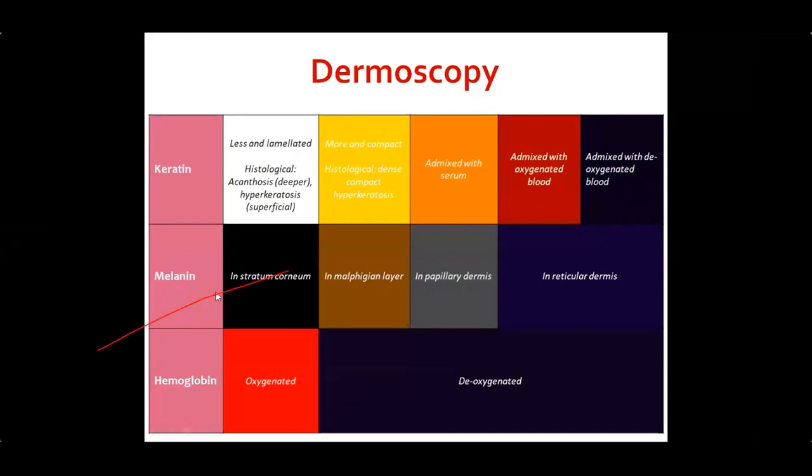So similarly, melanin, when it is present in the stratum corneum, appears as black. In the Malpighian layer, different shades of brown from stratum granulosum till the basal layer. In the papillary dermis, it appears grayish, and in the reticular dermis, it appears blue and blue-black as we go deeper. Hemoglobin, as I said, oxygenated one will appear bright red, and deoxygenated appears blue or blue-black in color.